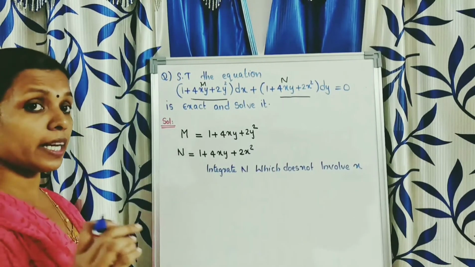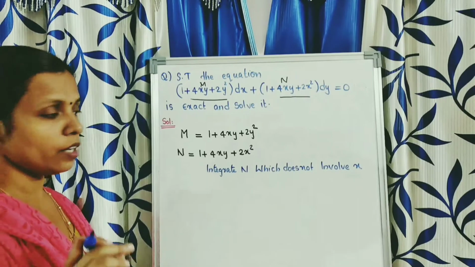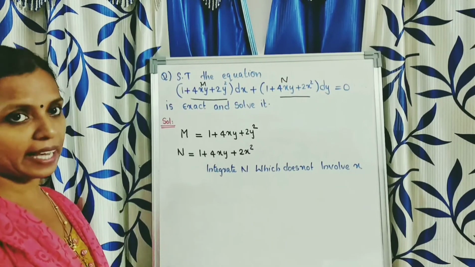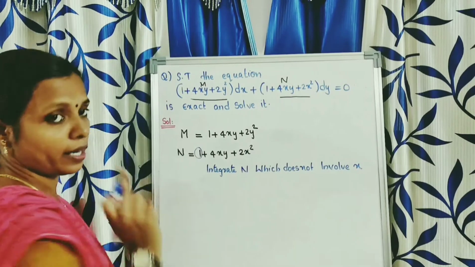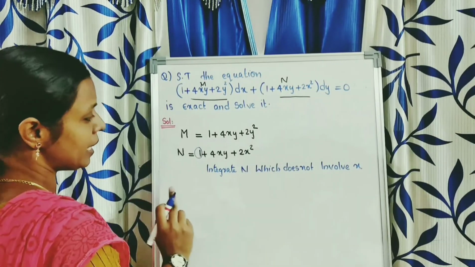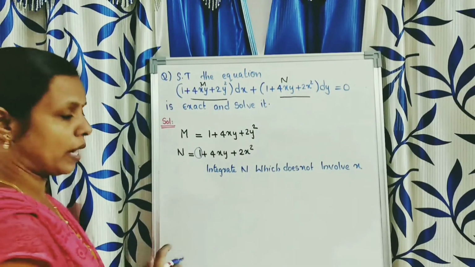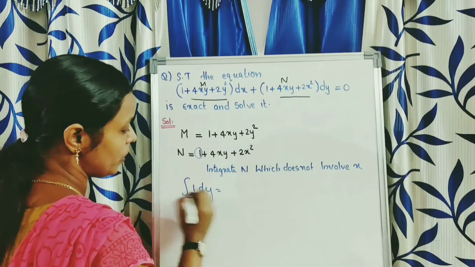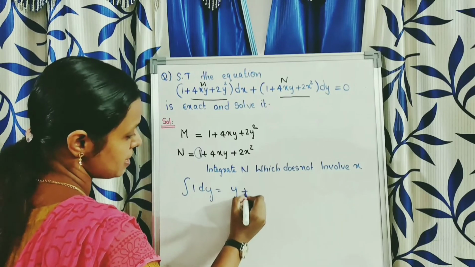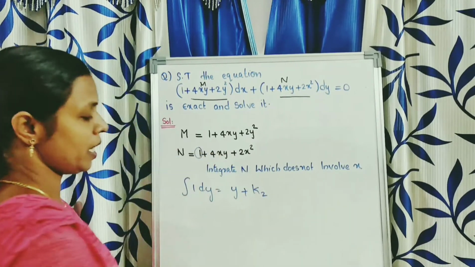Here we integrate N with respect to y, taking only the terms which do not involve x. The only term which does not involve x is 1. So we integrate 1 dy, and we get y plus another constant k2.